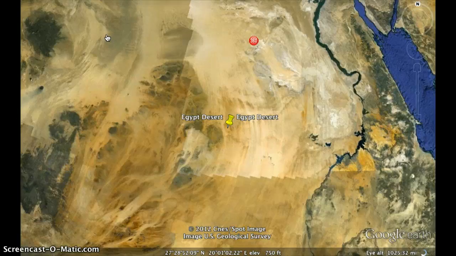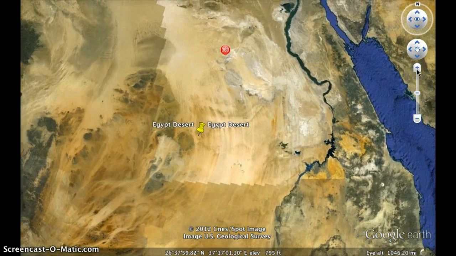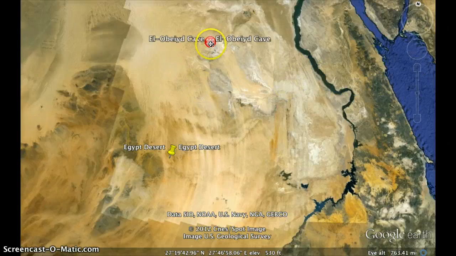What type of soil do you think would be prevalent in this desert? That's right, class. Sand is the most prevalent soil in this desert. Because of the sand, you really don't have a whole lot of vegetation. Let's take a look at what's going on here.